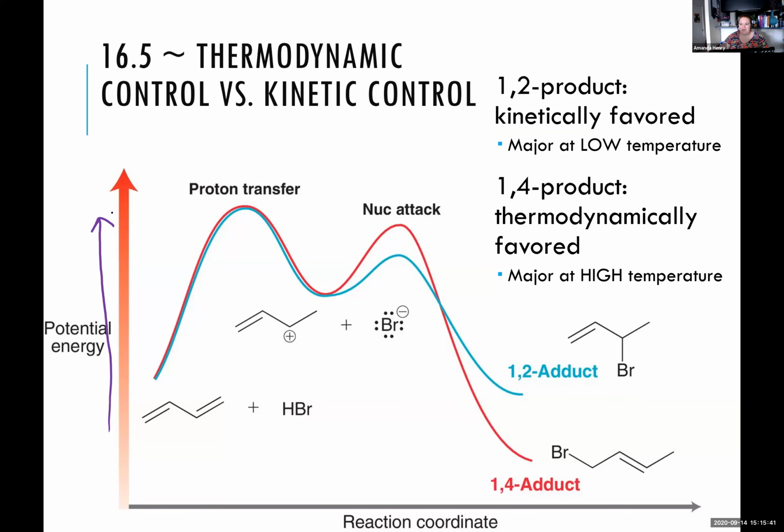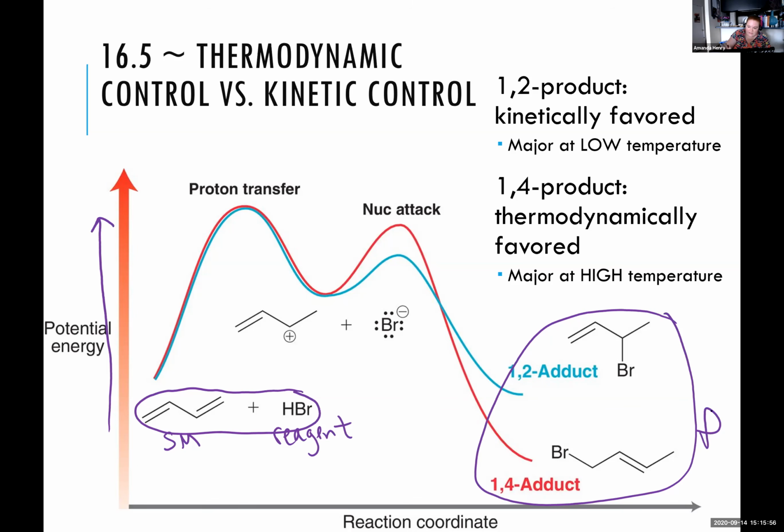I tend to think of it as time passing. So over here, we have our starting material, we have our reagent, and then over here, we have our 2 products, and then in the middle, we have our intermediates and our transition states. So it's really just kind of showing the reaction progressing. So this is showing both pathways. The blue pathway is the 1,2, the red pathway is the 1,4.